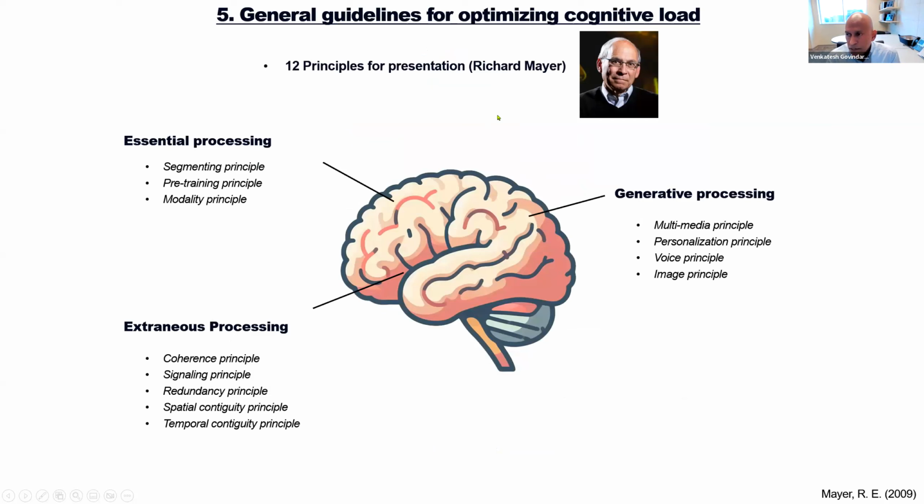So there are a number of ways of optimizing cognitive load. This is just one of those ways. I chose this because I use it in my own teaching practice. I found it to be useful. But again, this is not the only way. This was proposed by Richard Mayer. He calls them 12 principles for multimedia presentation. And he splits them into three categories: essential, extraneous, and generative processing, which go with intrinsic, extrinsic, and germane cognitive loads. And I should point out, for each of these principles, there is considerable experimental support. There are at least a dozen studies for each, and the median effect size is fairly high. So each of these principles is experimentally validated.